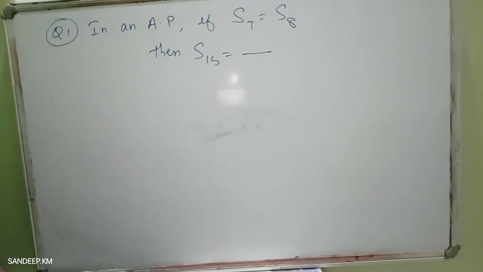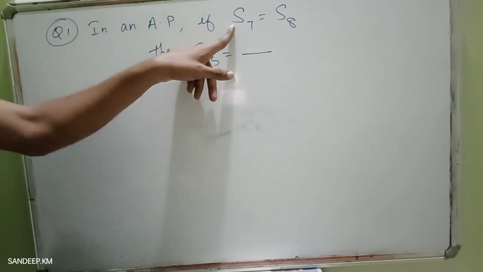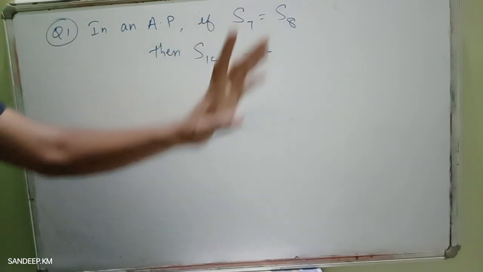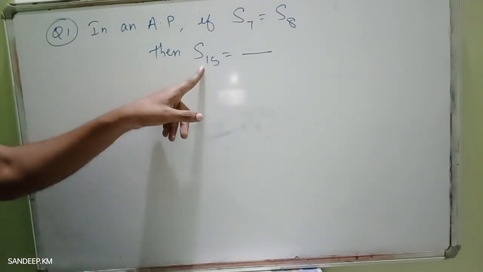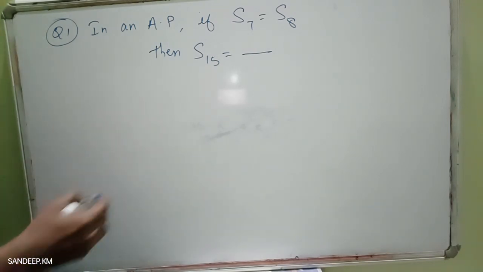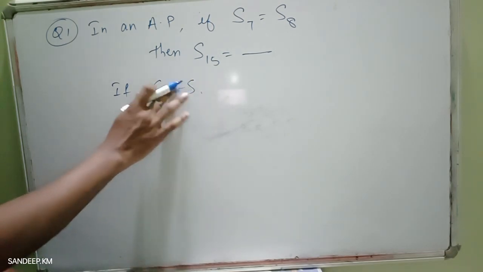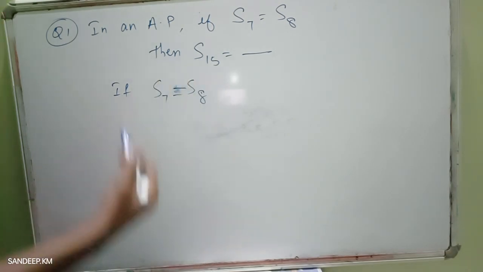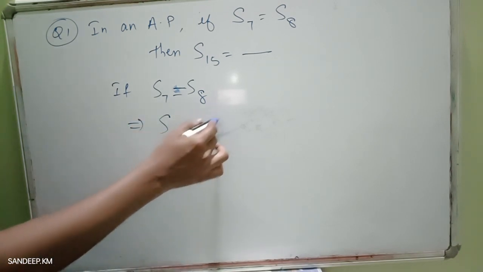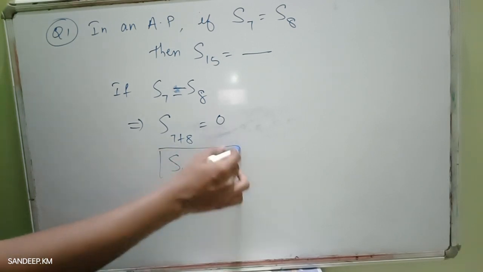Here is a simple question based on that model. In an AP, if the sum of the first 7 terms is equal to the sum of the first 8 terms, then what is the sum of the first 15 terms? So what is the answer? If the sum of 7 terms is equal to the sum of 8 terms, then we know that the sum of 7 plus 8 terms is equal to 0. That is, the sum of the first 15 terms is equal to 0.